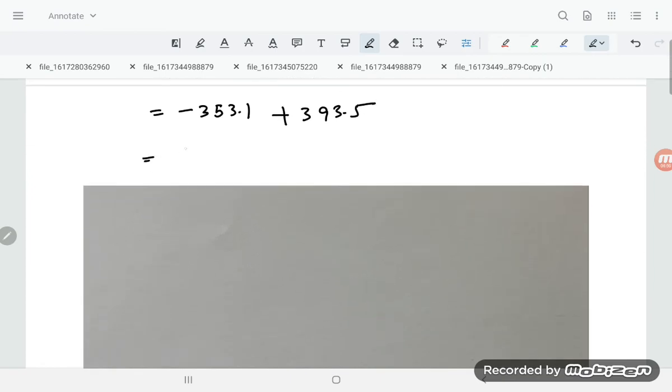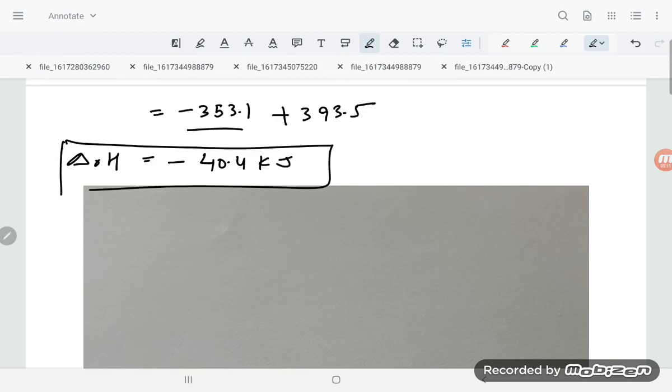If you see, 393.5 is the larger value, so the result will be negative, and if you subtract, it comes to 40.4 kilojoule. So the enthalpy of the reaction is 40.4 kilojoule. This is our required answer, students.